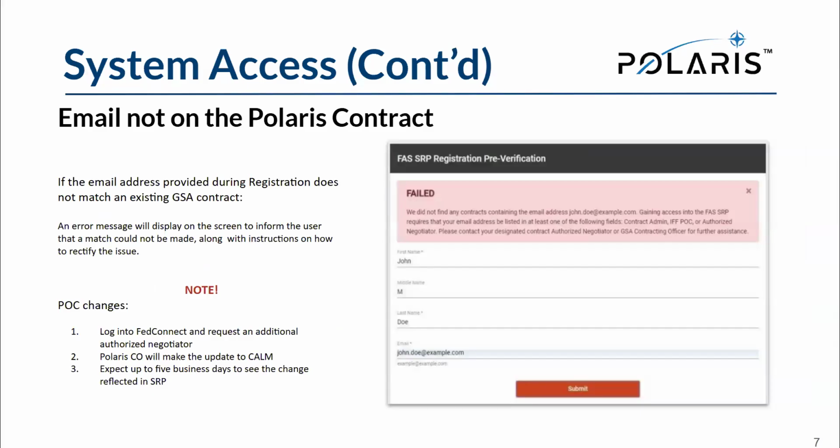On the other hand, if you were notified that your email is not on the Polaris contract, your display screen will show you how to rectify the issue. For POC changes, log into Fed Connect and request an additional authorized negotiator. The Polaris CEO will make the update to CALM, and you can expect up to 5 business days to see the change reflected in SRP.